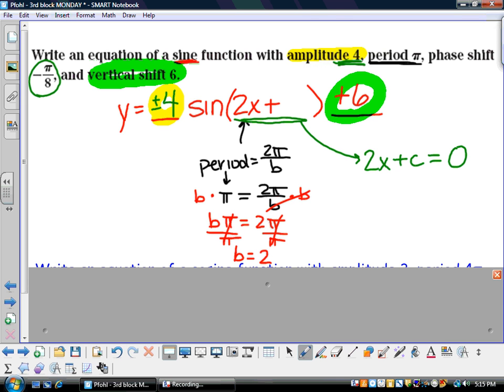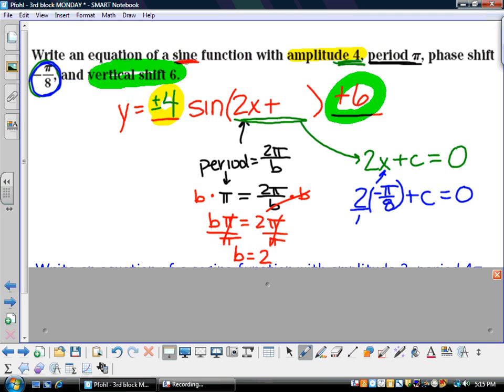Now normally what we would do is we would solve it for x, and whatever number we get for x is the phase shift. But we know the phase shift. The phase shift is negative pi over 8. So I'm going to plug that right there in for x. 2 times negative pi over 8 plus c equals 0. Now I'll be able to figure out what c is.